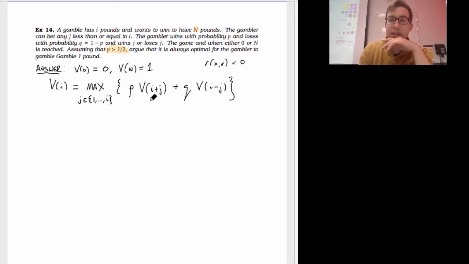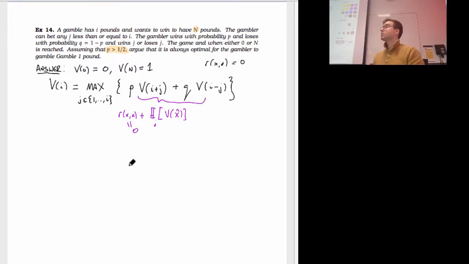So really what I've said here, just to spell it out a little bit more, is that if I look at this as R of x of A plus the expectation of V of x hat, given my bet J, that is the term, and I said that the first one is equal to 0. So that expectation expands out: with probability P, I go to this state, that's my x hat. With probability Q, I go to that state, that's my x hat, depending on which happens.